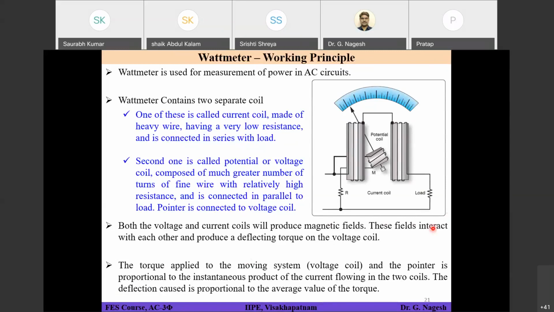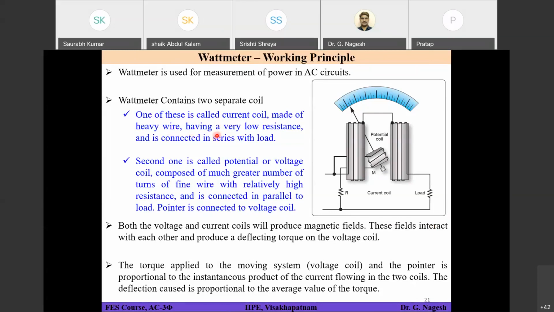Okay. So if you see the basic construction, or the different parts present in a wattmeter, you can see here, it contains two separate coils. One of these is called the current coil, made up of heavy wire. Heavy wire means since it has to carry current, it will basically carry the load current.